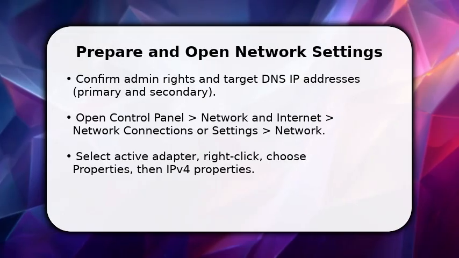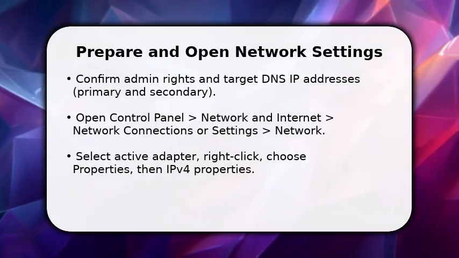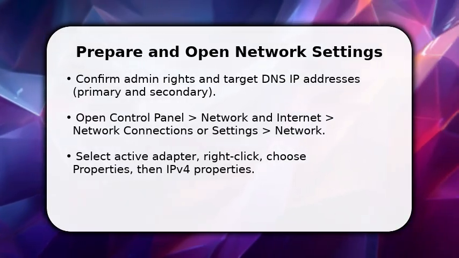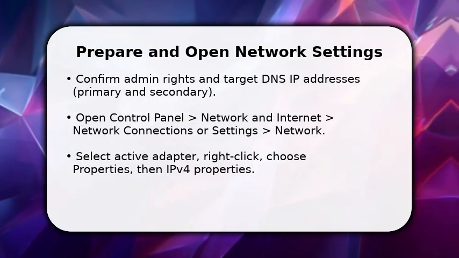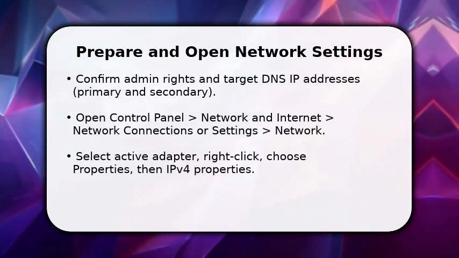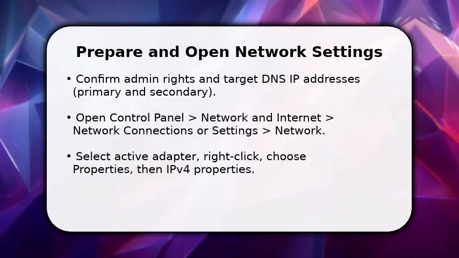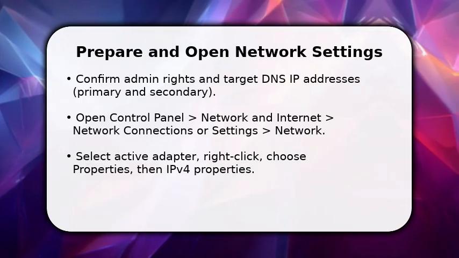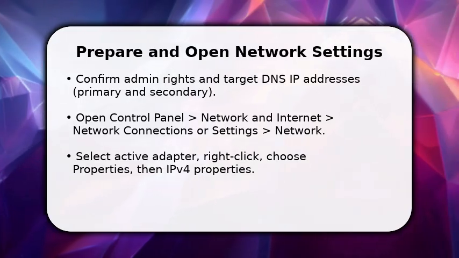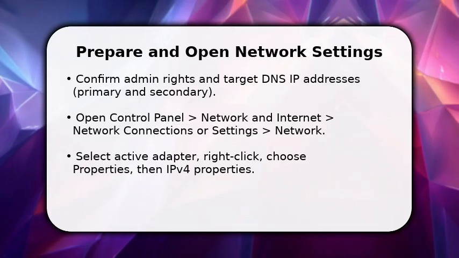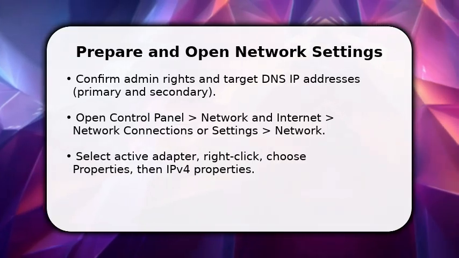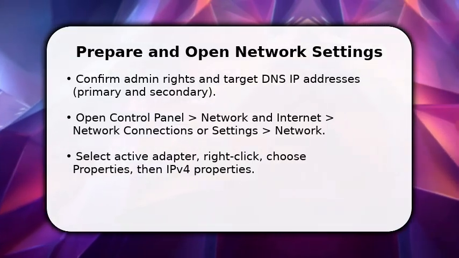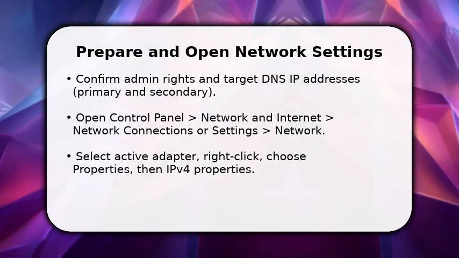You start by confirming you have admin rights and the DNS IPs you'll use. This prevents interruptions. Once done, open Network Connections or the System Settings and locate your active adapter. You want to access the adapter properties quickly, so right-click it and choose Properties, then click Internet Protocol version 4 (TCP/IPv4) and hit Properties. This opens the dialog where you will enter DNS addresses.